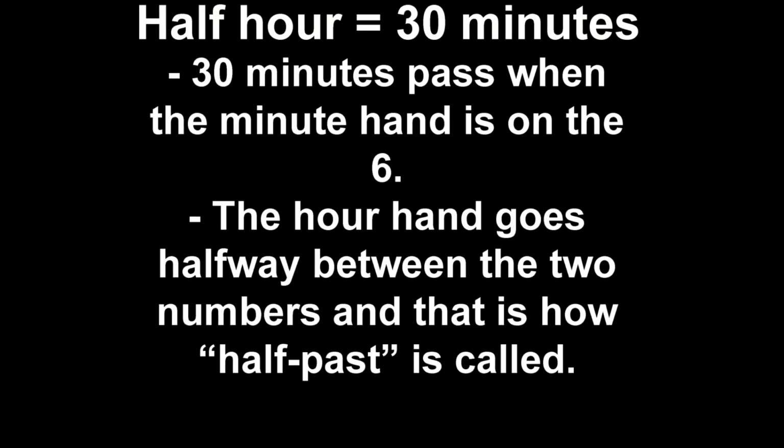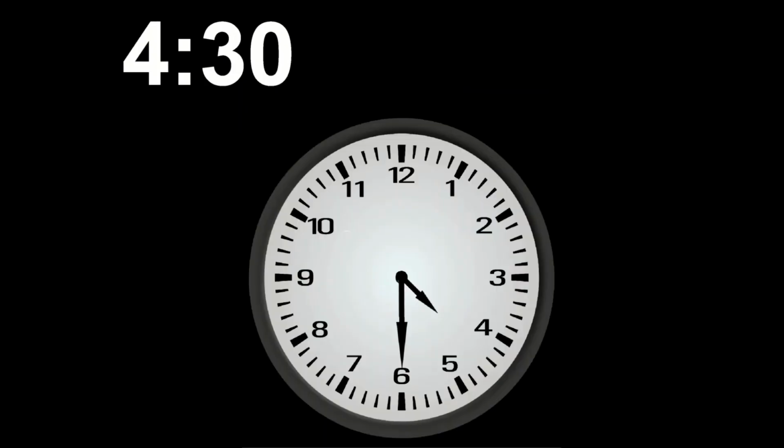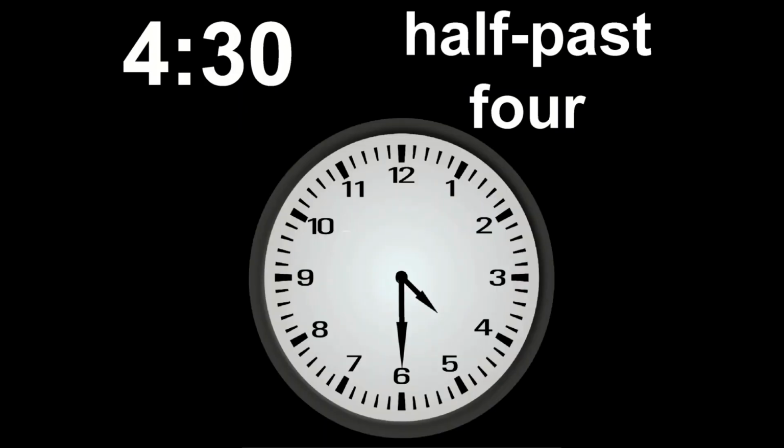Let's move to another quarter, which is the half hour, like we told you before. A half hour is 30 minutes. When 30 minutes pass, the minute hand is on the 6. The hour hand is halfway between the numbers. That's why it's called half past, to nickname the time. Say these times with me. 4:30 or half past 4.